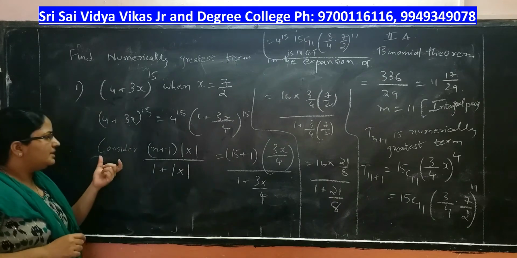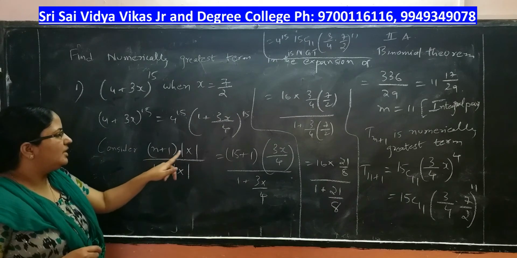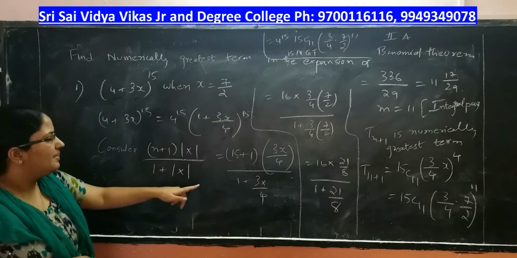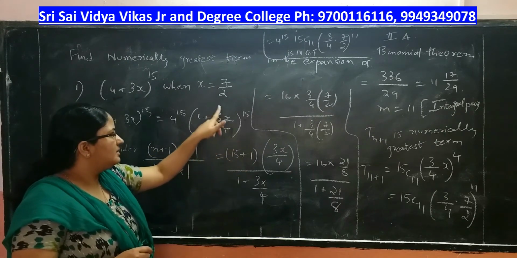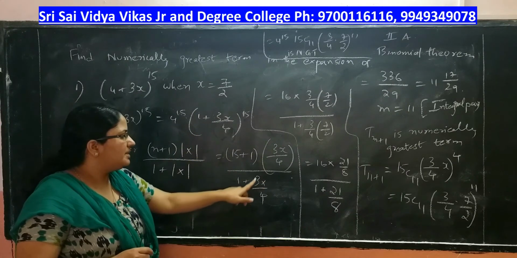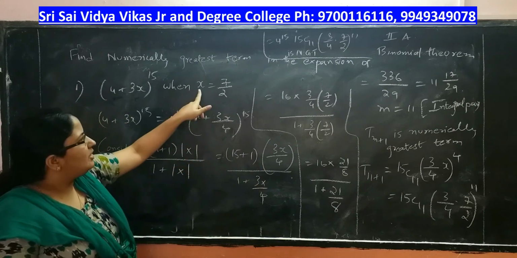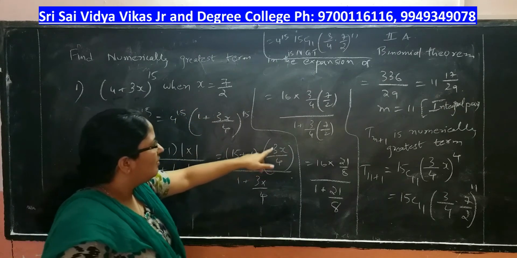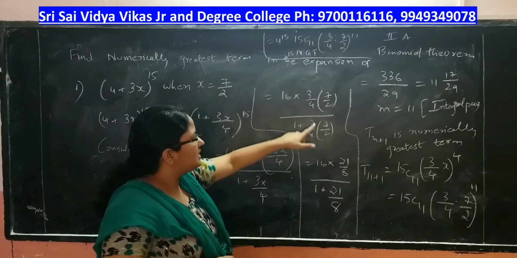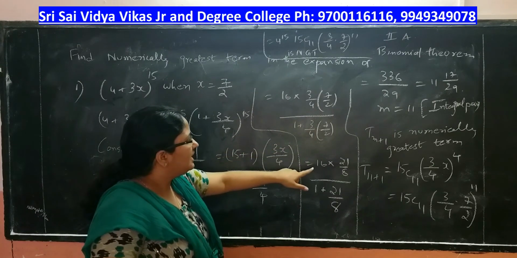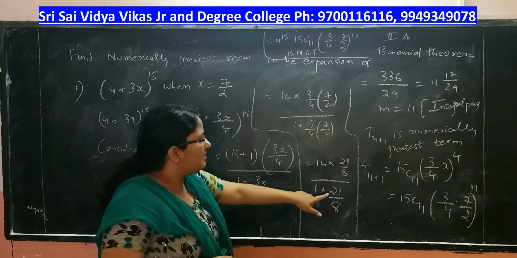You have to remember this quantity, (n + 1)|x|/(1 + |x|). N is 15. So 15 + 1 into |x|, where this part, 3x/4, is treated as x, over 1 + 3x/4. The x value is given to us, x is 7/2. Substitute the x value here. What do you have? 16 into 3/4 into 7/2 over 1 + 3/4 into 7/2, which is 16 into 21/8 over 1 + 21/8.